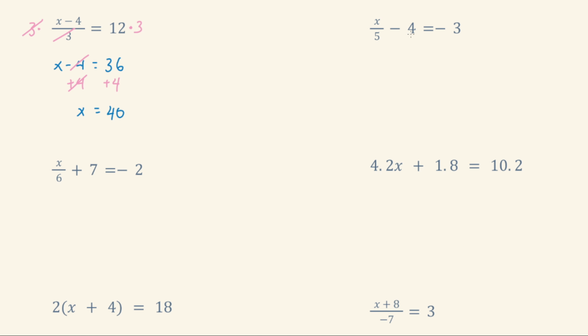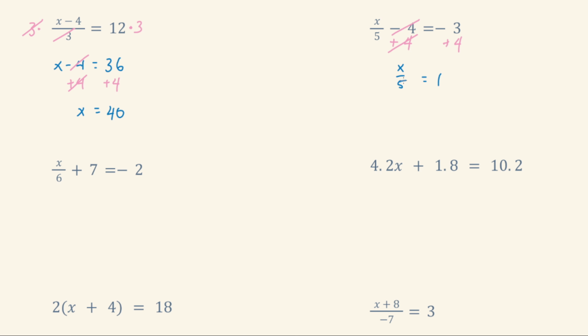Over here, x divided by 5 minus 4 is equal to minus 3. So we're dividing x by 5, then we're subtracting 4 from whatever that quotient is. That's going to give me minus 3. So the last thing that happened was minus 4, right? The last thing that happened on the left side, I mean. So we're going to add 4, and we also have to add 4 on this side. So these go away, all I'm left with on the left is x over 5. And on the right, I have minus 3 plus 4, which is 1.